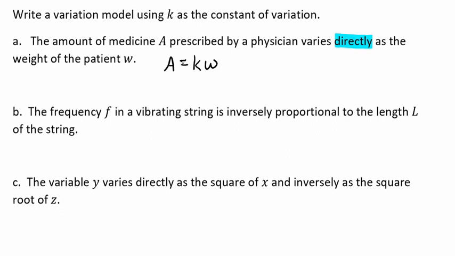Now problem B says the frequency f in a vibrating string is inversely proportional to the length L of the string. So in this situation, we're going to have f equals, and because it's inversely, we know that we are dividing. So our k will go on the top, and the length of the string will be what goes on the bottom.